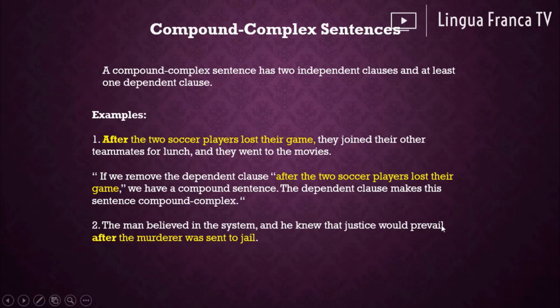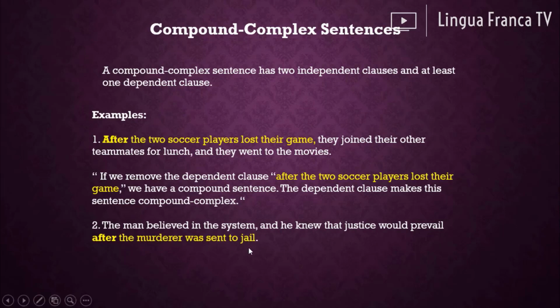Now from here till here you can see it is a compound sentence. The man believed in the system, a complete sentence, right? The man, subject, believed, verb, the remaining part, object, and a coordinating conjunction joining both of them, comma, and he knew that justice would prevail. Again, justice is the subject, with a verb, giving both the sides, both independent clauses, a complete thought.